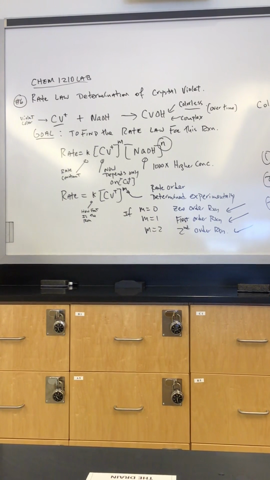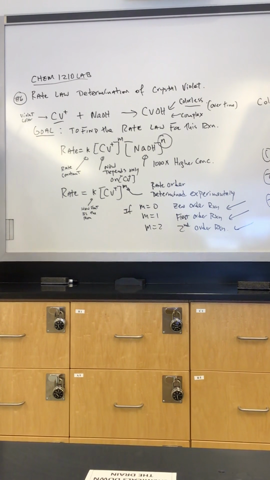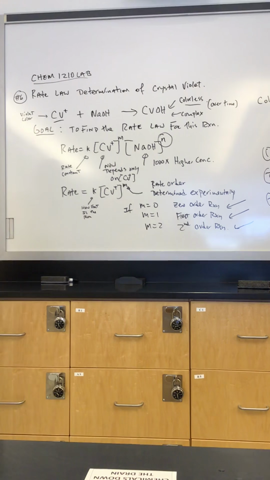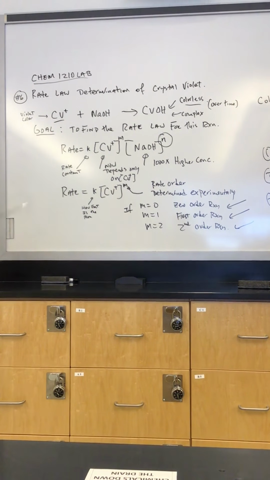This is the experiment for CHEM1210 lab, and the experiment number is 6. We're going to do the rate law determination of crystal violet. Crystal violet, obviously from the name, suggests a violet-colored compound.